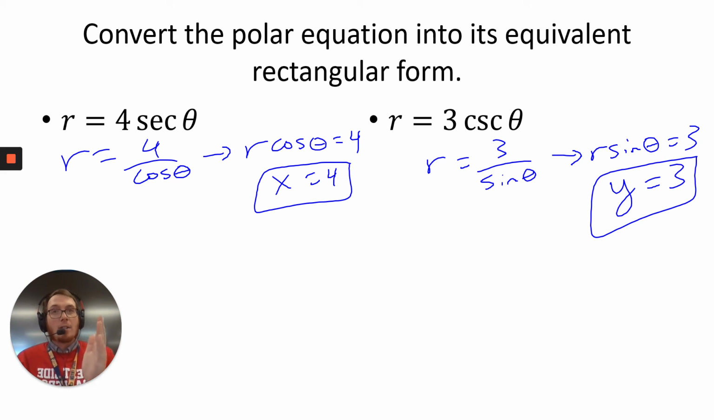Notice how much easier it is in rectangular format to draw that versus polar, because it's something that deals with a line. The next one is exactly the same except it's sine theta, so it's 3 over sine theta. I multiply that to the other side, so r sine theta equals 3. And r sine theta is the same as y, so y equals 3, and that would be a horizontal line up at 3.